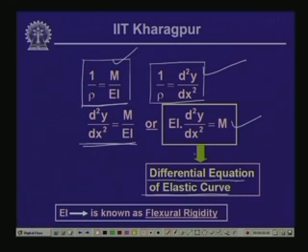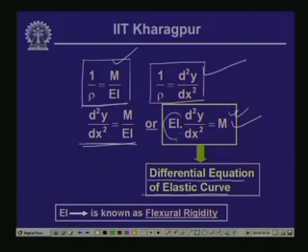Now, this differential equation tells us how the deflection curve, the beam axis which was straight before bending, deforms after bending and takes a shape. From this equation we can arrive at the shape of the deformed axis after it has undergone the deformation. And this parameter EI is termed the flexural rigidity of the beam. EI is called the flexural rigidity.